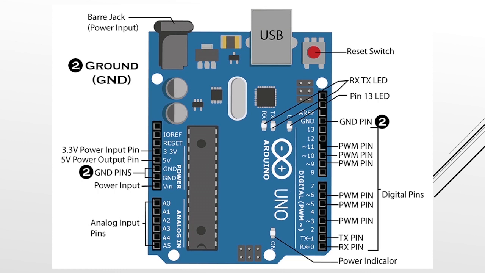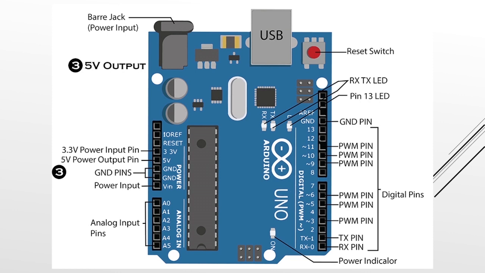Ground. These pins are used to ground the circuit. Ground pins are used to close the electrical circuit and provide a common logical reference level throughout your circuit. Always make sure that all the grounds of the Arduino peripherals and components are connected to one another and have a common ground.